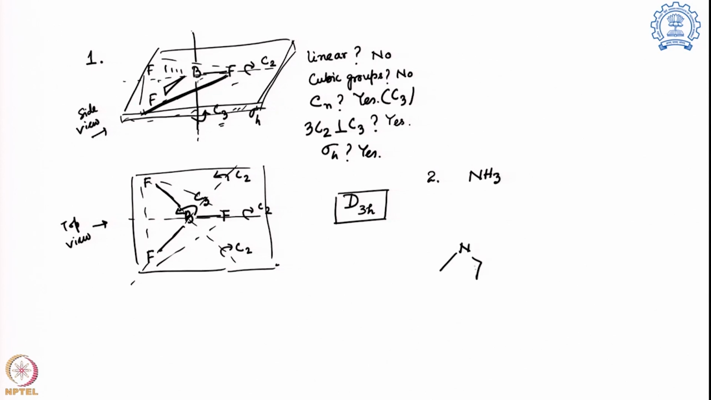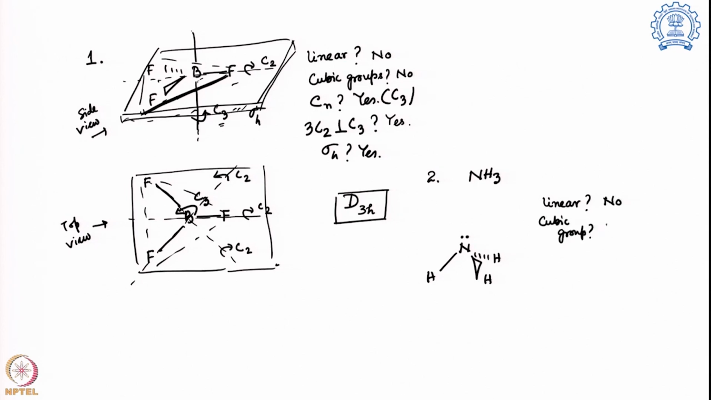This is the structure of ammonia. The lone pairs. So, it is a trigonal pyramidal structure. Now, we try to find out what is the point group. Again same line of questioning. Is this molecule linear? Obviously not. Does this molecule belong to any cubic group?